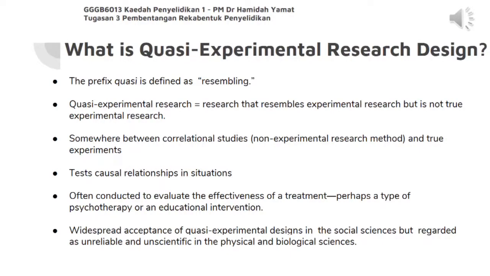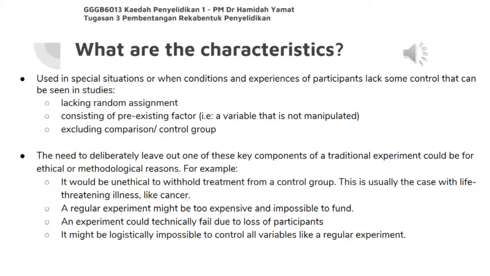Quasi-experiments usually test causal relationships in situations. It is usually conducted to evaluate the effectiveness of a treatment or intervention. Quasi-experiments is widely accepted in social sciences, but it is not reliable and unscientific in the physical and biological sciences.